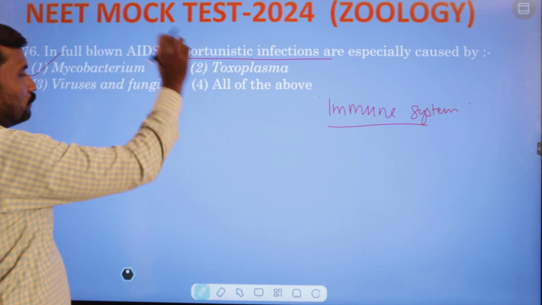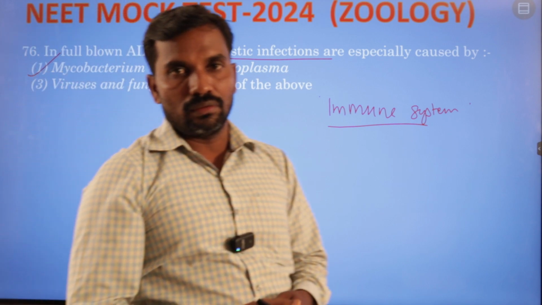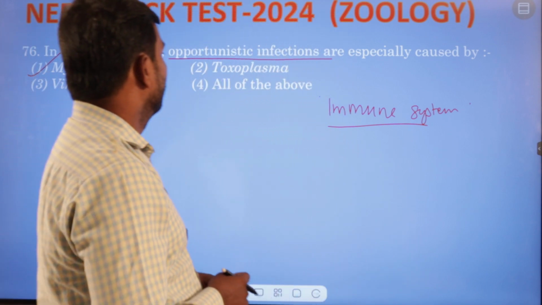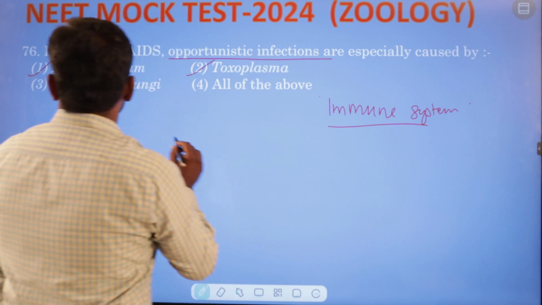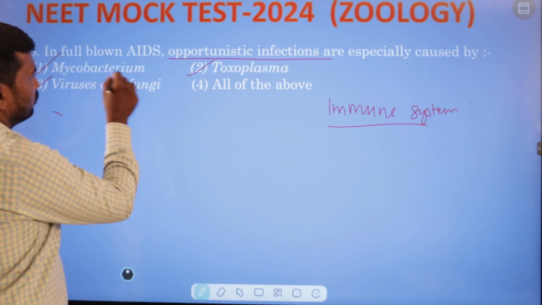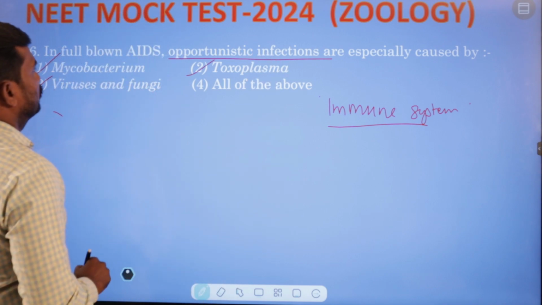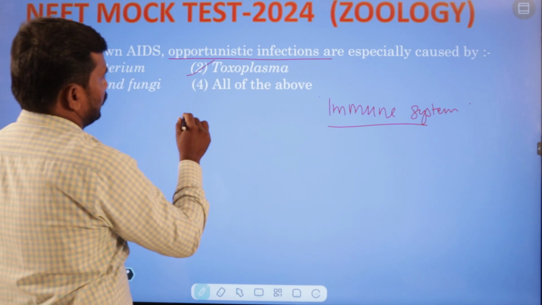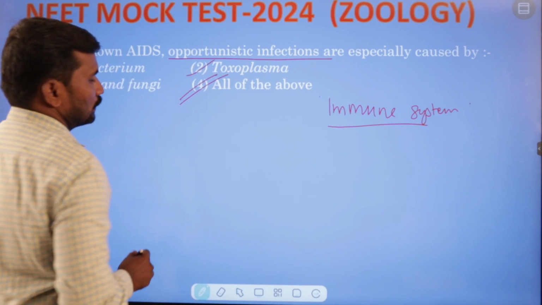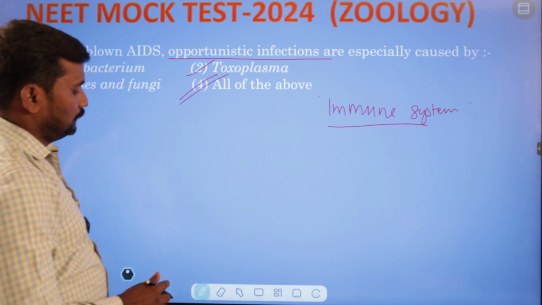So Mycobacterium tuberculosis, the tuberculosis-causing bacteria, Toxoplasma, viruses as well as fungi, everything attacks the body in full-blown AIDS. So the correct answer is all of the above.